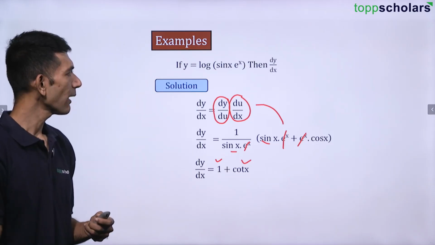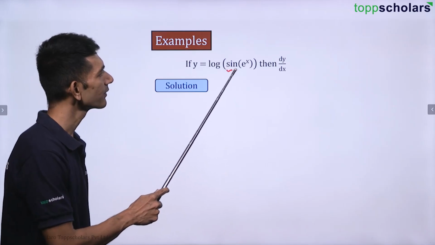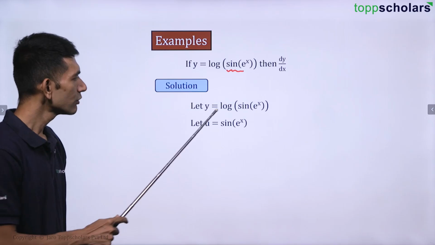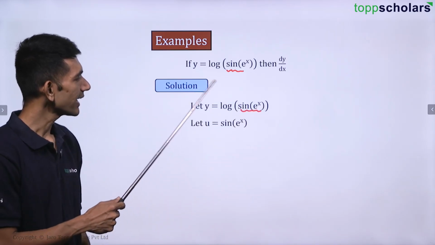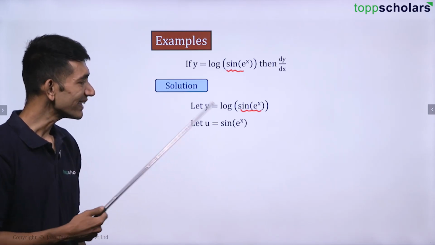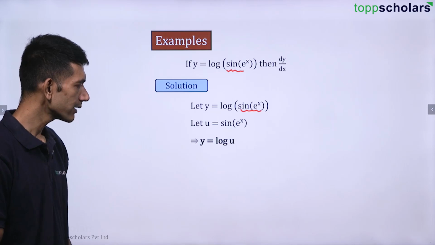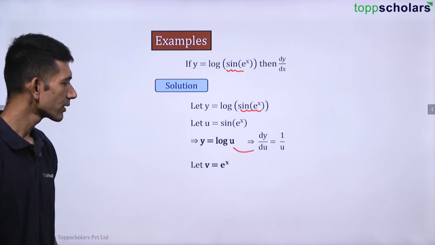Okay, let's continue. Now we have a new question. It says y is equal to log of sin e raised to x. Then we are supposed to find out dy by dx. So this part, sin e raised to x, you can take that as u. So y will become log u. So dy by du will be 1 by u.